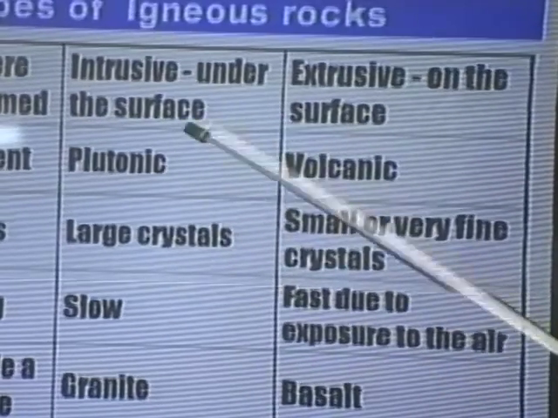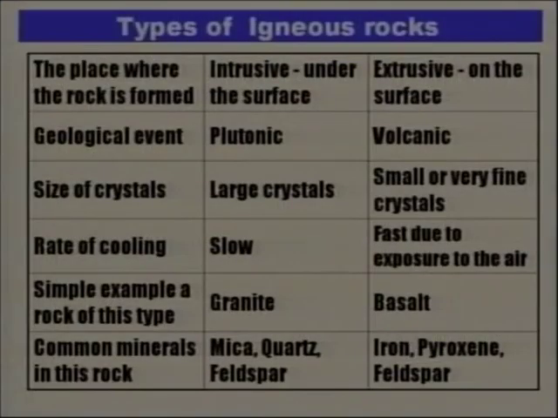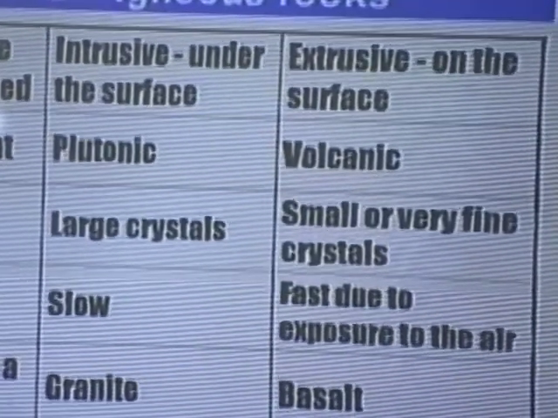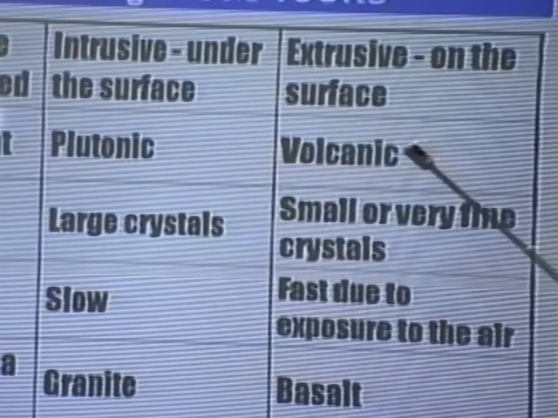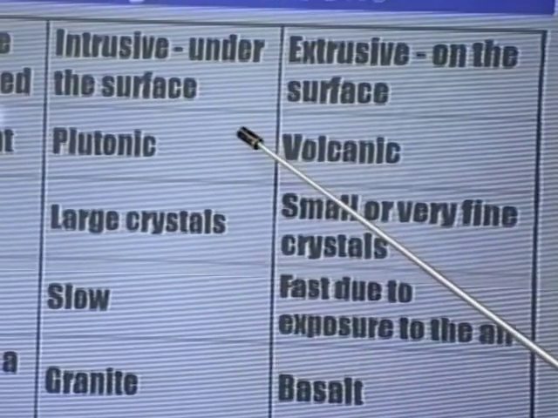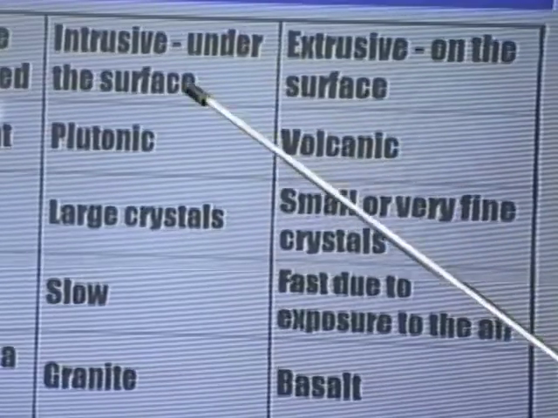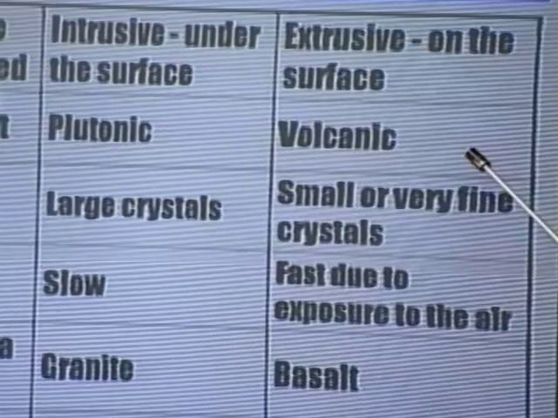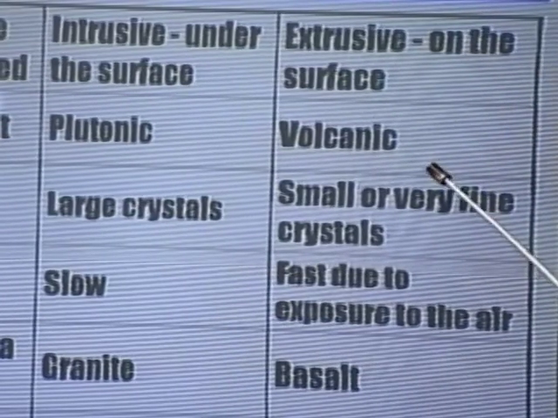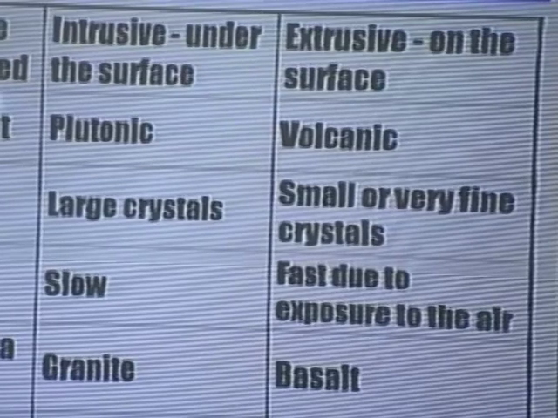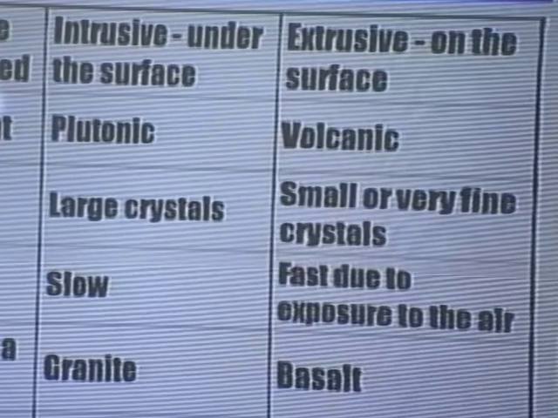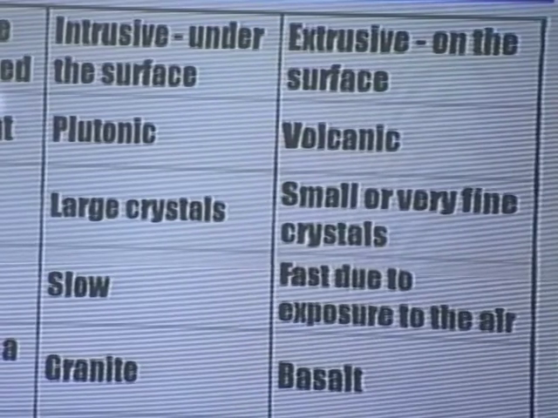The geological term or event that we use to describe any intrusive activity or feature is plutonic. When we talk about plutonic, we are looking at intrusive features or events. On the surface, the geological event that we use to describe the extrusive features will be volcanic. So when we talk about volcanic, we are looking at extrusive. When we're talking about plutonic, we are making reference to intrusive.